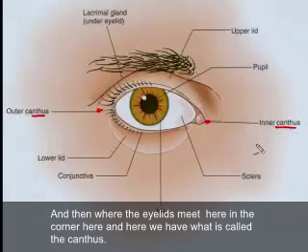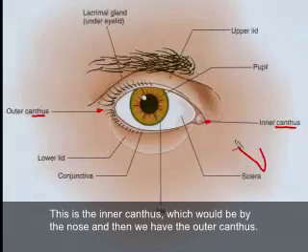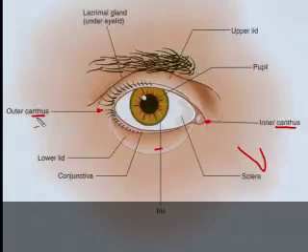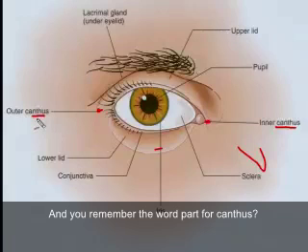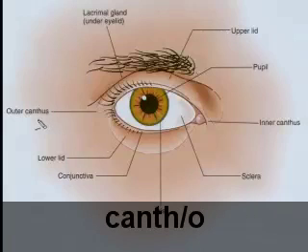And then where the eyelids meet here in the corners of the eye, we have what's called the canthus. And this is the inner canthus, which would be by the nose. The nose would be right there. And then we have the outer canthus. And do you remember the word part for canthus? Well, that's cantho, C-A-N-T-H/O.